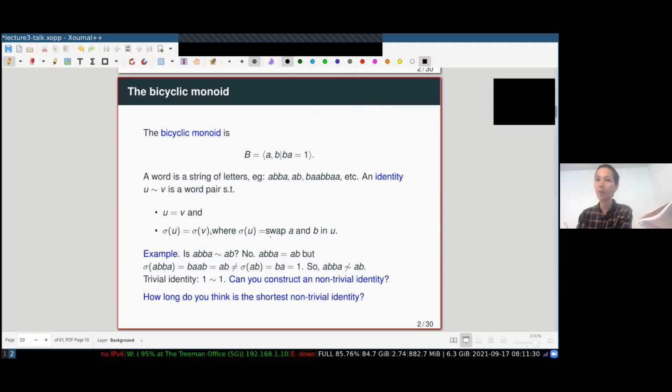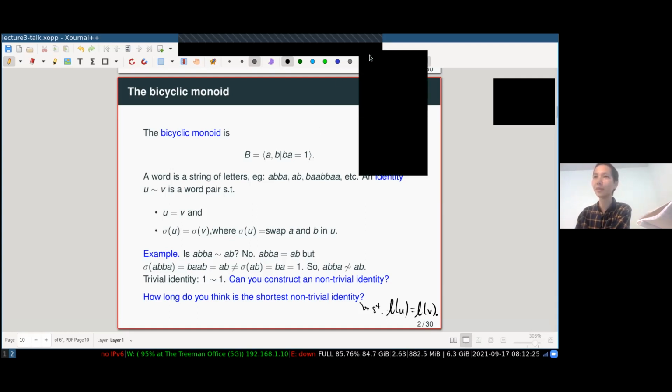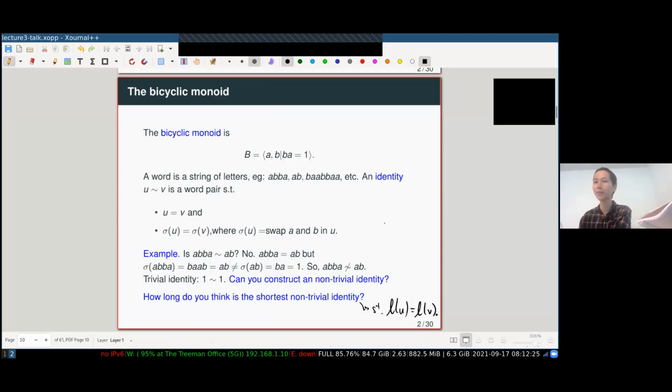So how long do you think is the shortest non-trivial identity, with the constraint that the length of the two words has to be the same? You can just guess the number. I think it's not so obvious to come up with one, because the length constraint stops you from short-circuiting just by inserting BA in the middle. Any random guess would be totally fine. 47. Thank you. That's a good number.